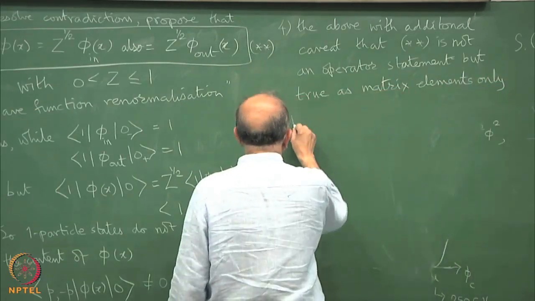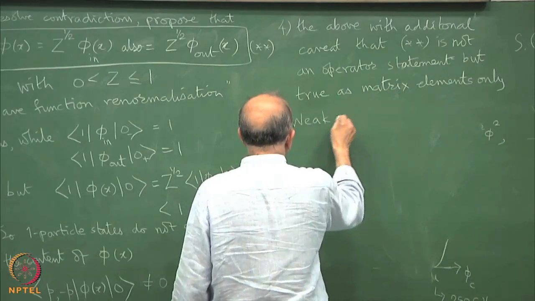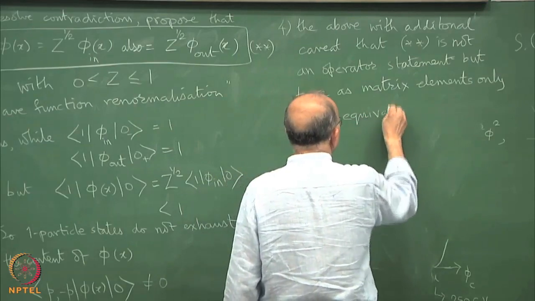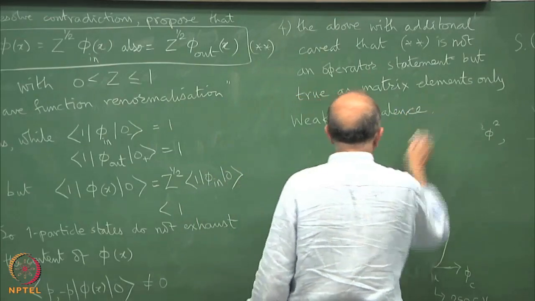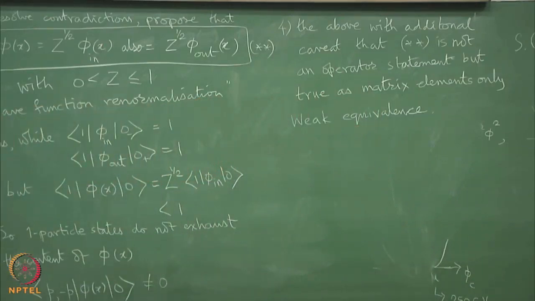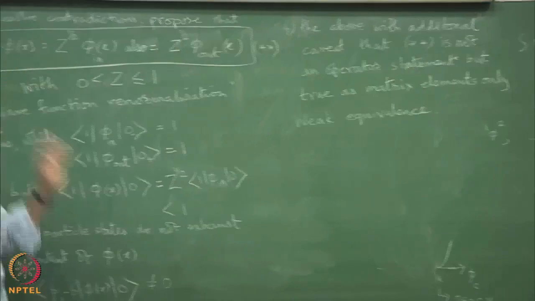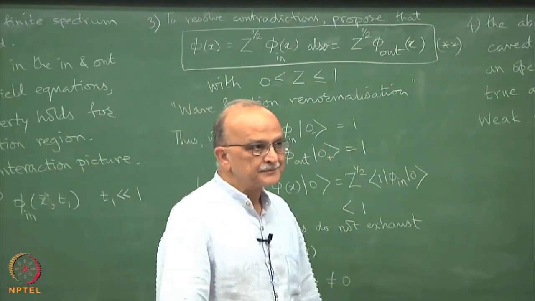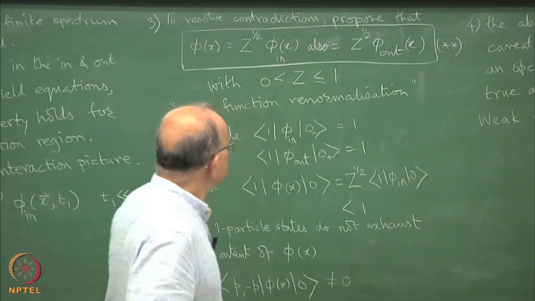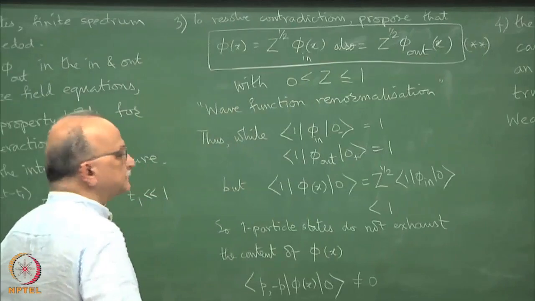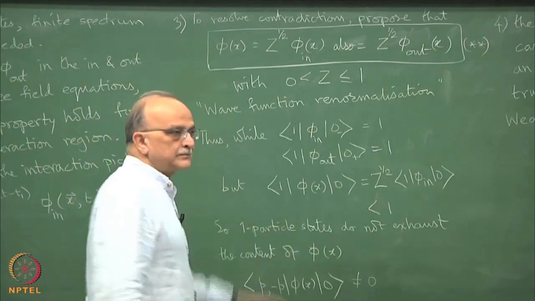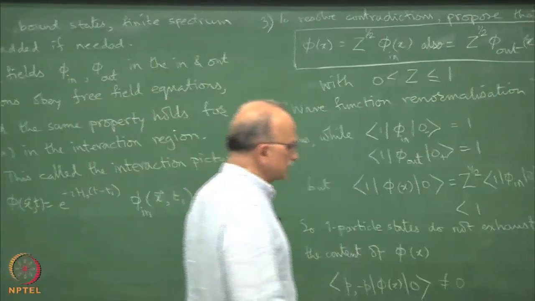So this is called weak equivalence. Okay, not an operator statement. It is true only matrix element by matrix element, but not true for the whole operator. Right, it gets puffed up. Okay, it has more things in it than the in and out.